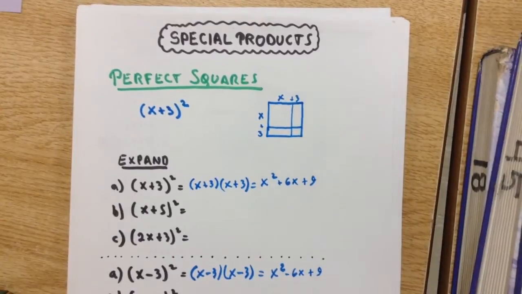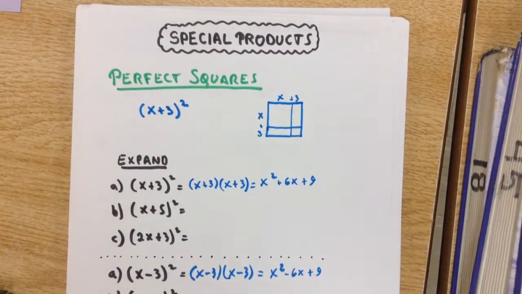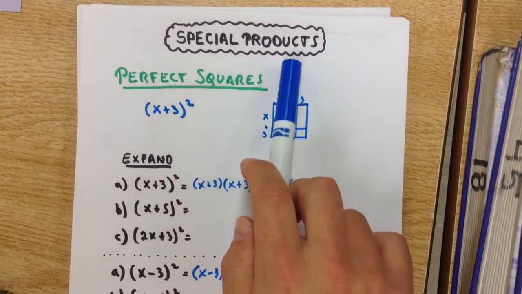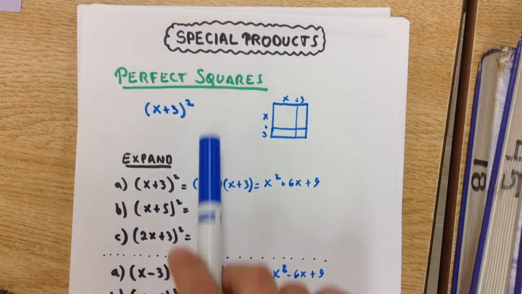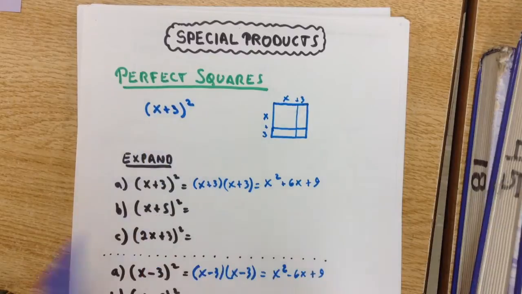This is going to be a video more about doing than actually watching, but we're going to do something called special products, and there are two. It's perfect squares and difference of squares, which will come in the next video. A perfect square is something like (x + 3) squared.